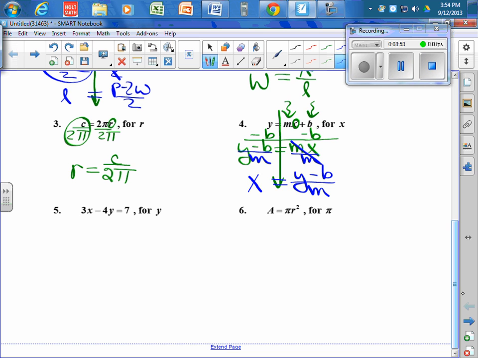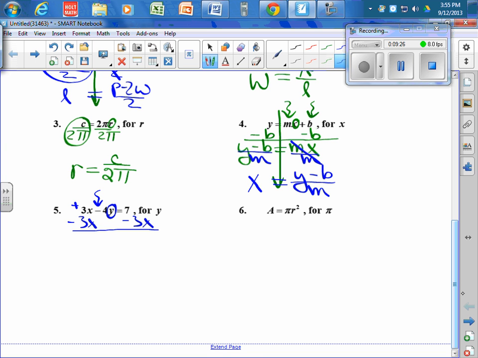In number 5, very similar. We're going to cancel everything out except for the y. We need to start with the thing that's farthest away. Now, see this minus sign here? Does that mean I add 3x to both sides? Or because the 3x is positive, do you subtract 3x from both sides? Well, because it's positive, we're going to go minus 3x. So the 3x minus 3x cancels out.